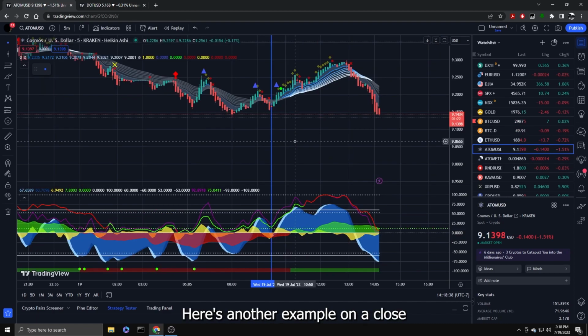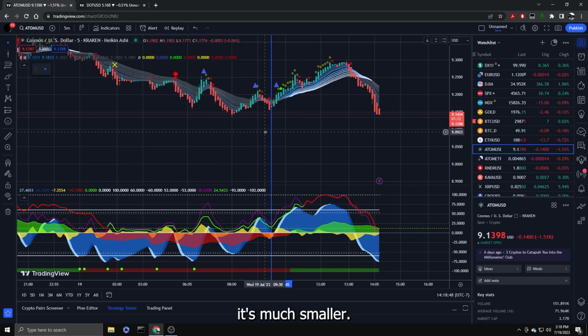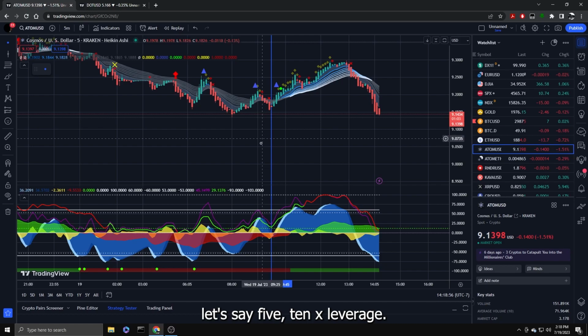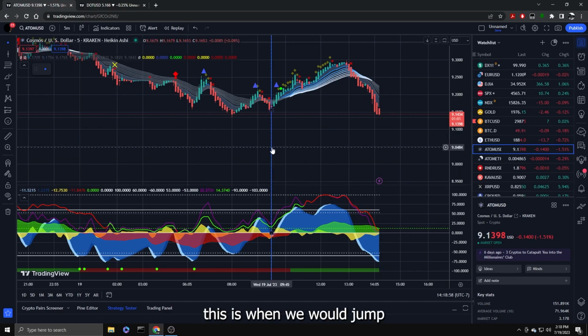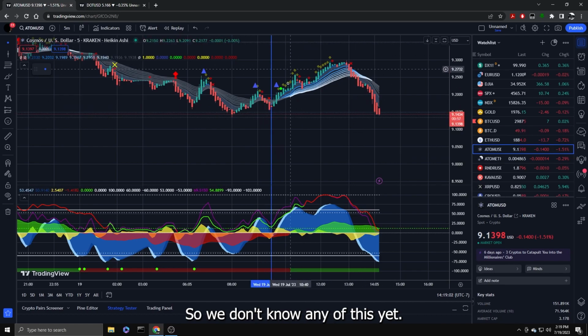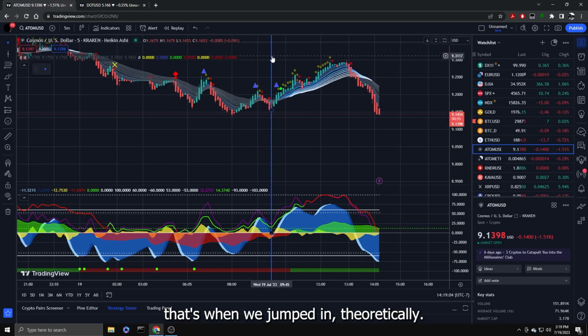Here's another example on a close time frame with Cosmos. This is on the 5-minute chart. And so the price movement is much smaller, and so people who do these kinds of trades are usually using some kind of leverage. Let's say 5-10x leverage. So you're seeing, this is when we would jump in theoretically, July 19th, so we don't know any of this yet, okay? This blue line is when we jumped in, theoretically.